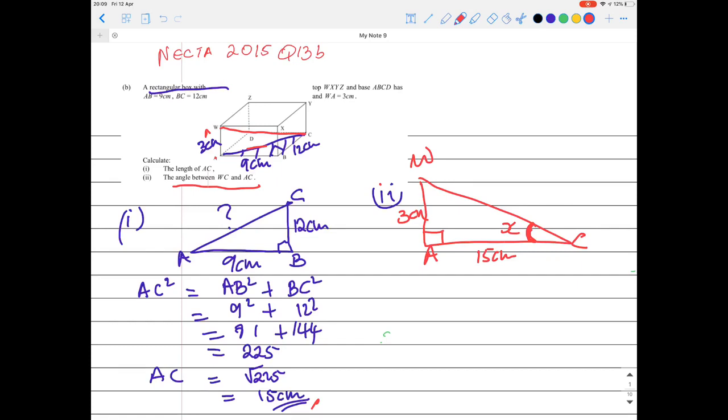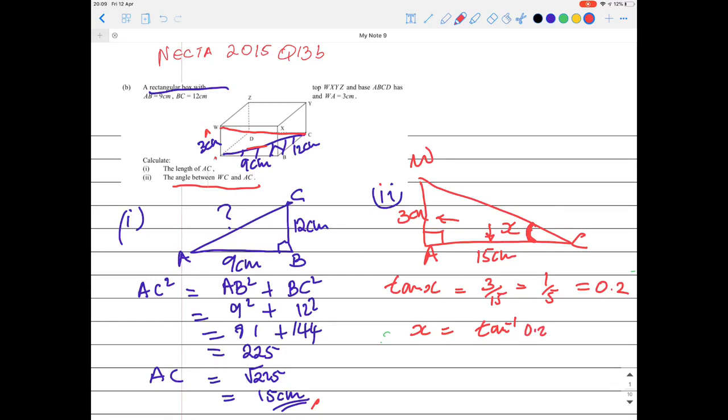Right, it is obviously a trig question because we are involved with finding angles. Okay, what trig will give you opposite and adjacent? This one here. Okay, so it's tan. So tan x equals 3 over 15, which is equal to 1 over 5 and equal to 0.2. So x is equal to tan inverse 0.2.